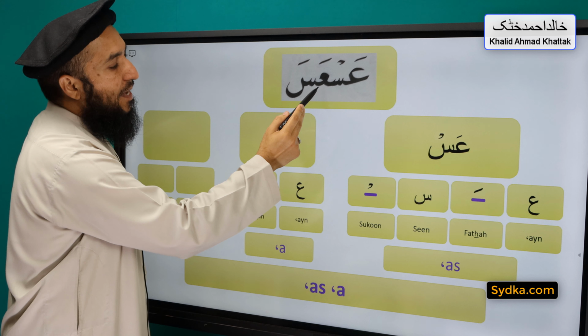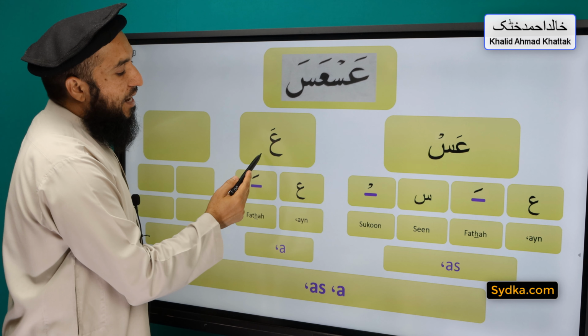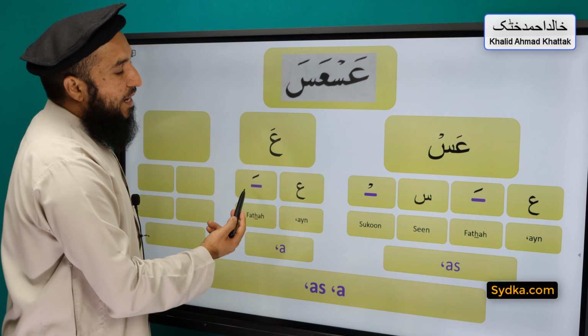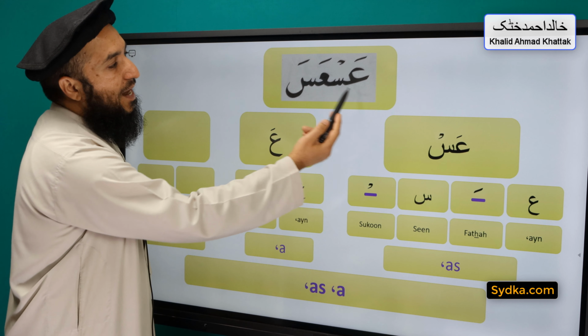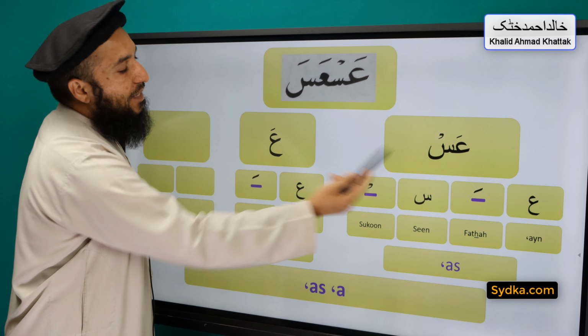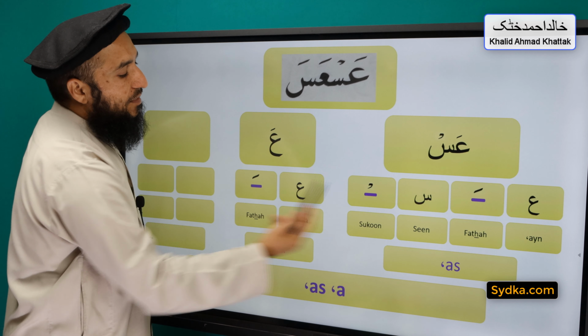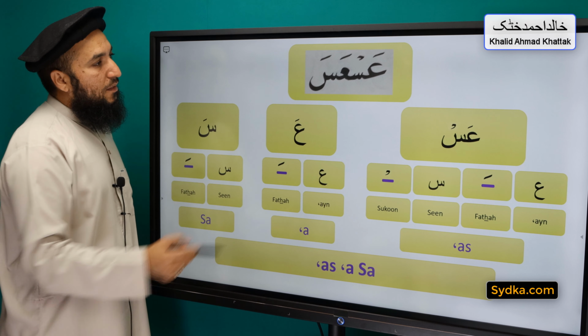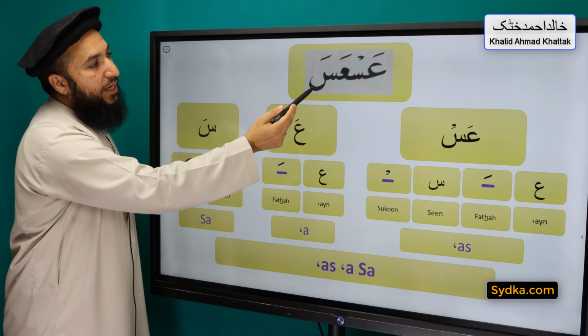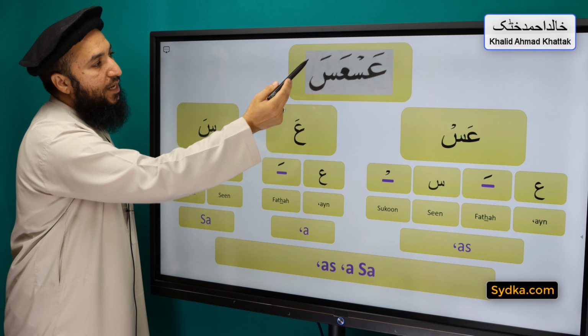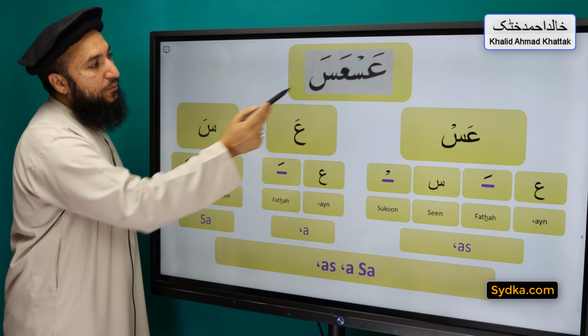Ayn fatha a. Combining these 2 syllables together we have as'a. The next syllable we have is sin fatha sa. Sin is a light letter, it has fatha on top of it, and it is prolonged for 1 count.